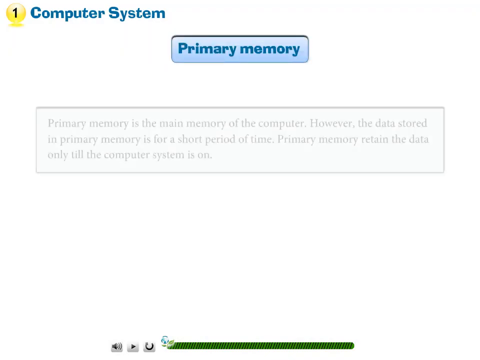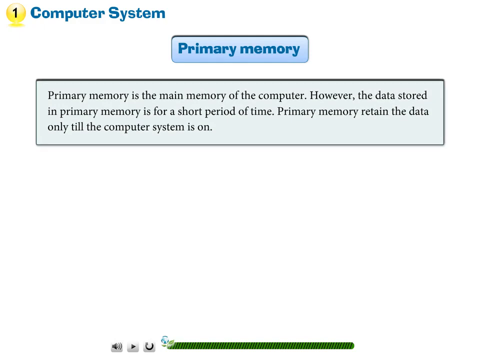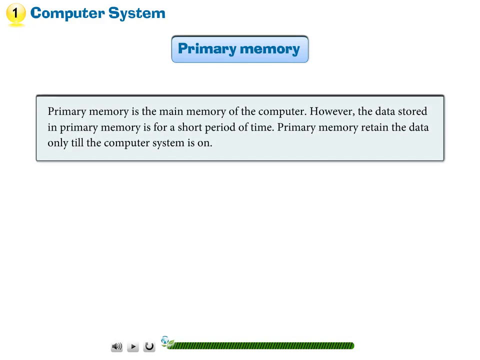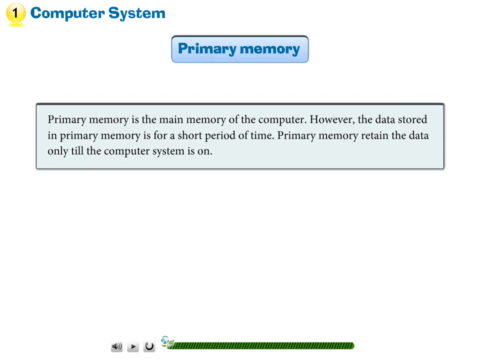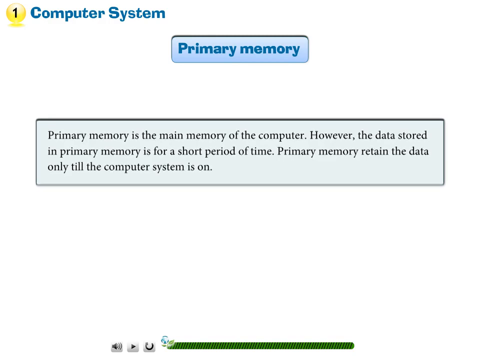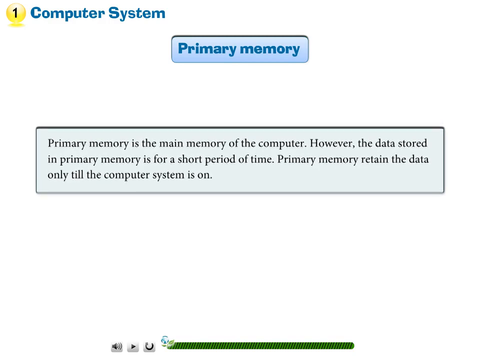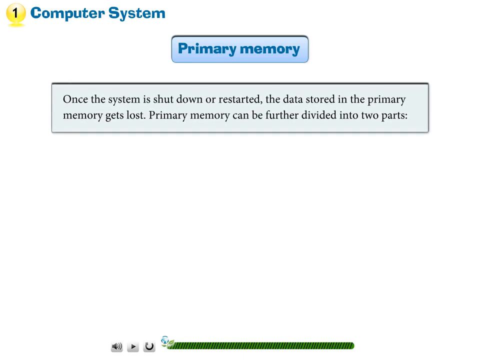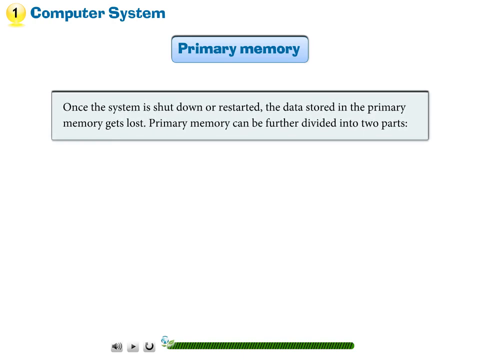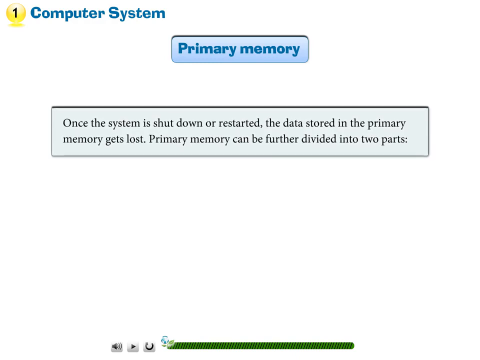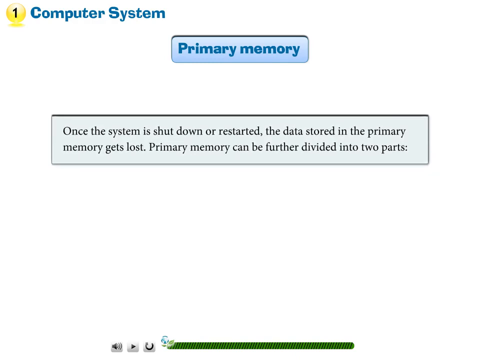Primary memory. Primary memory is the main memory of the computer. However, the data stored in primary memory is kept for a short period of time. Primary memory retains the data only as long as the computer system is on. Once the system is shut down or restarted, the data stored in the primary memory gets lost. Primary memory can be further divided into two parts.